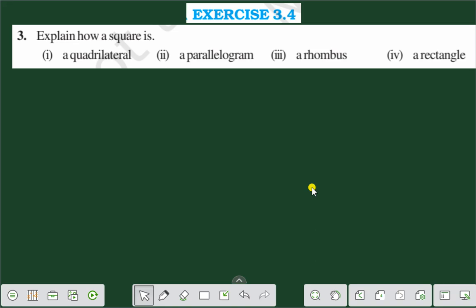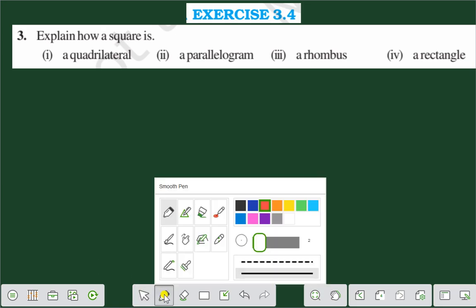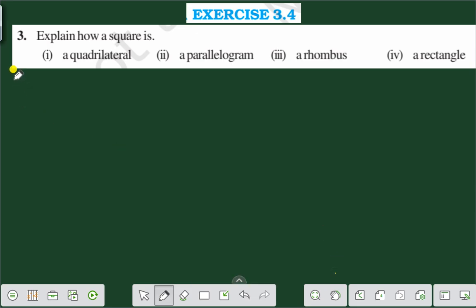Hello everyone. Today I'll discuss exercise 3.4 question number 3. Explain how a square is a quadrilateral, a parallelogram, a rhombus, a rectangle. Question number 1: How is a square a quadrilateral?